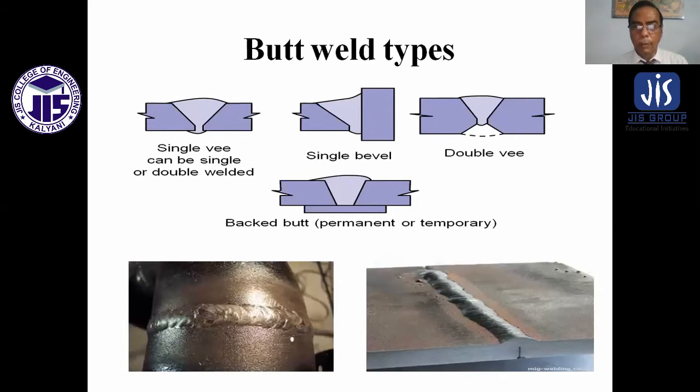Back strip is given in between the two plates on the back side. It is permanent or temporary. These are the figures. The photography shows welding joints, butt joints.